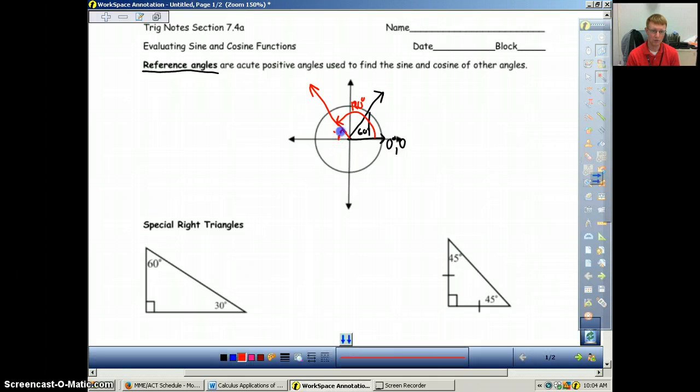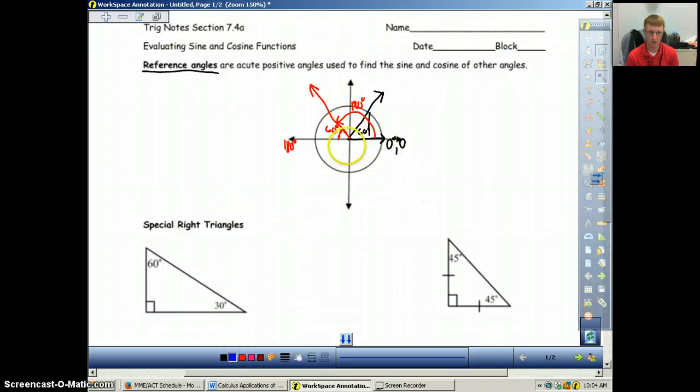So in this case, if this was 120 degrees, we know that this right here is 180 degrees, so the amount of degrees left is 60 degrees still. So even though it's a 120-degree angle from the beginning, our theta is 120 degrees, our reference angle is still going to be 60 degrees. That's really important. Okay, let's give another example.